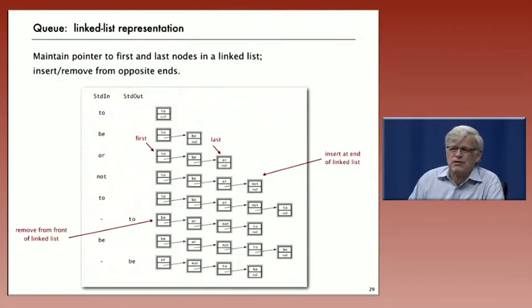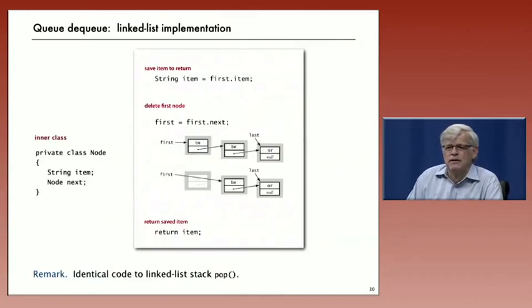So now our representation of a queue with a linked list, we need to maintain two pointers, references, one to the first item in the list and the other to the last item in the list. When we insert, we're going to add the item at the end of the list instead of at the beginning, and when we remove, we'll take it off the front. So here's the implementation of dequeue. It's identical to the code for pop for a stack. We save away the item, we delete the first node by advancing the reference, and then we return the item.